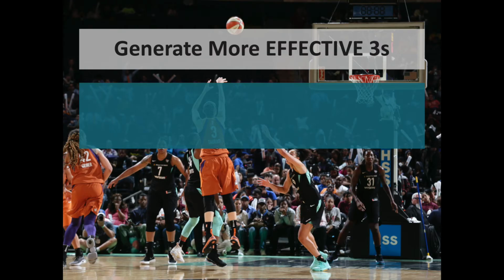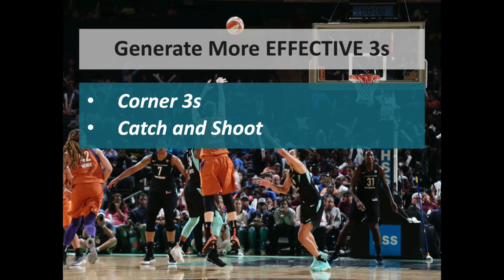I do believe there are two ways to generate more effective threes. As we talked about, every three is not the same. Number one, corner threes. Corner threes across every level go in at a higher rate. The second thing, like we talked about before, are catch and shoot shots. You want to really, really focus on getting your team to shoot catch and shoot shots or catch and shoot threes over off the bounce threes. Catch and shoot is going to be worth more than shots off the bounce. Again, generate better shots for your team. Get more effective threes off of corner threes and off of catch and shoot threes.